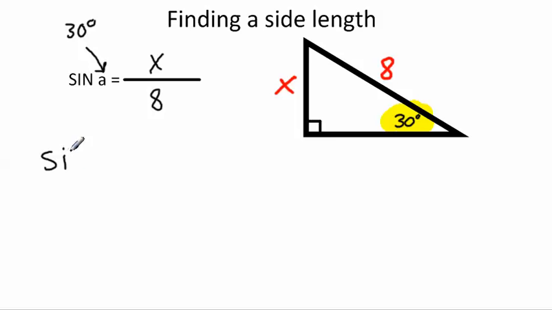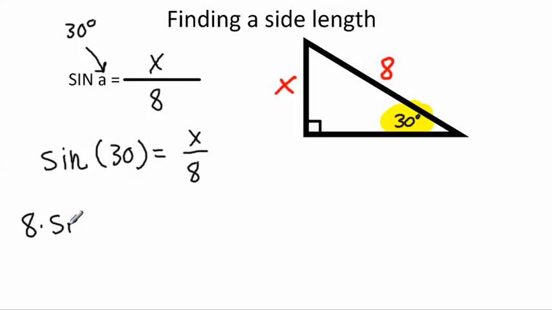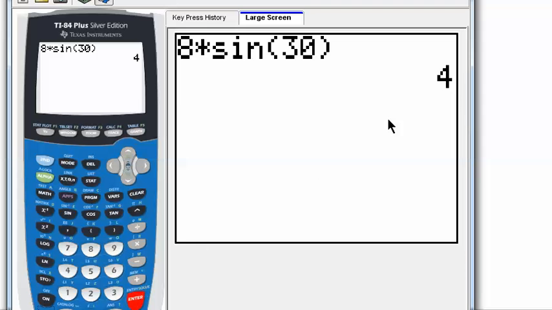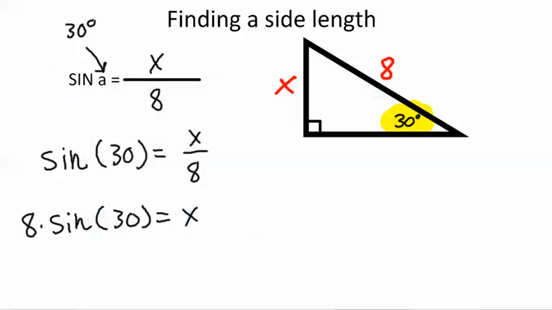So here's what our work looks like. Sine 30 degrees is equal to x over 8. Okay, now the name of the game is getting x all by itself, so we've got to multiply both sides by 8. That'll get rid of that 8 in the denominator. So multiplying both sides, 8 times sine 30 is equal to x. So here's where we can calculate. 8 multiplied by sine 30. Aha! The missing side length is 4.